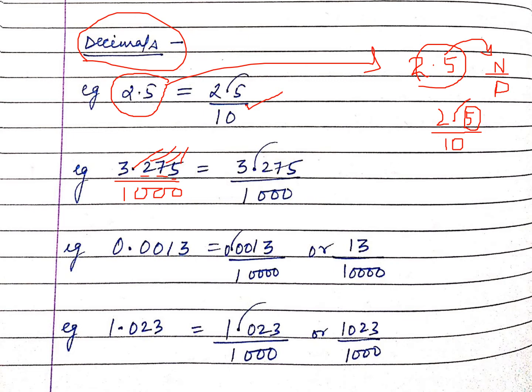Now, this case: 0.0013. If you know, you can pause it right now and try on your own. What to do? Same thing. Remove the decimal, place a 1 in the denominator. Then count the number of digits after the decimal, that is 1, 2, 3 and 4. So how many zeros will come? 4 zeros. And in the numerator we have 00013. Can we write 00013 as 13 only? Yes, because these zeros have no significance.